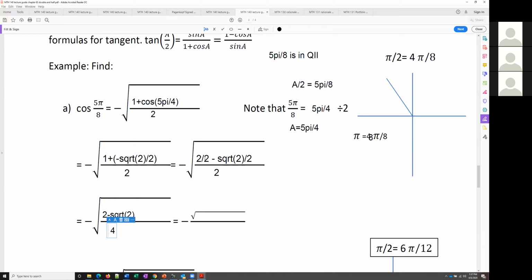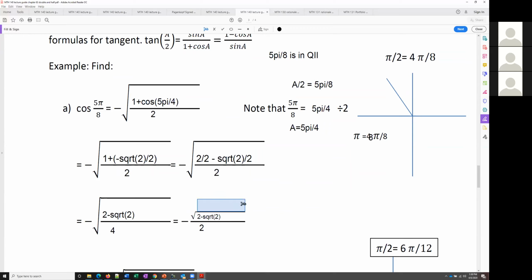Okay? Because this fraction is over 2 and this fraction is over 2, and I'm dividing the whole thing by 2, so I can put the entire top of this over 4. And I know the square root of 4 is 2. So I've gone ahead and taken that part out of the square root. So I can simplify it just a tiny bit and end up with 2 minus the square root of 2 underneath the square root.